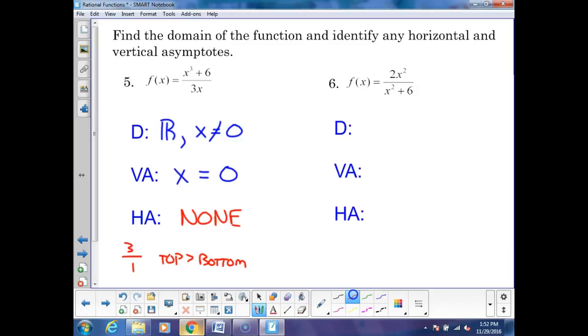Number 6. Domain. Can the denominator ever be 0 here? No. So that just means it's all real numbers. If there's no restrictions, then there's no vertical asymptote. What's my horizontal asymptote? y equals 2. Degree on the top is 2. Degree on the bottom is 2. That's the same. So I look at my coefficients.